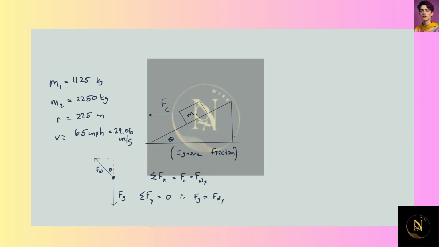All right, so we have a banked curve, and we want to figure out what angle we need that curve to be set at when we're given the following conditions. We have a mass 1 and mass 2, 11.5 and 2250. We have a radius of 225. Velocity, we want everybody to go the speed limit of 29.06 meters per second, which is the same as saying 65 miles per hour. So I made that conversion so that we can utilize the standard units of measurement.